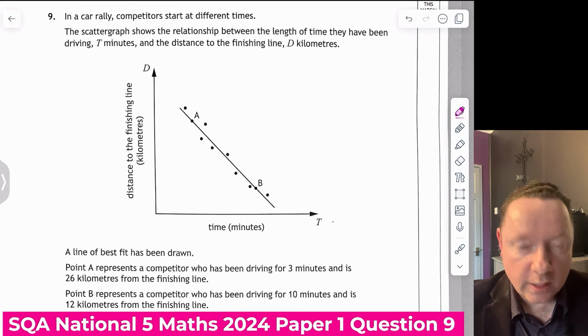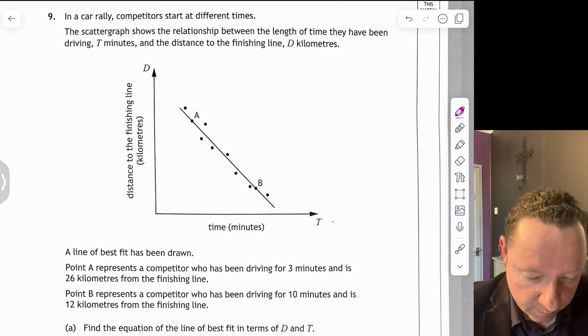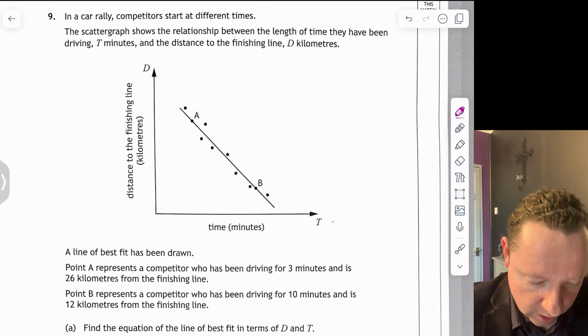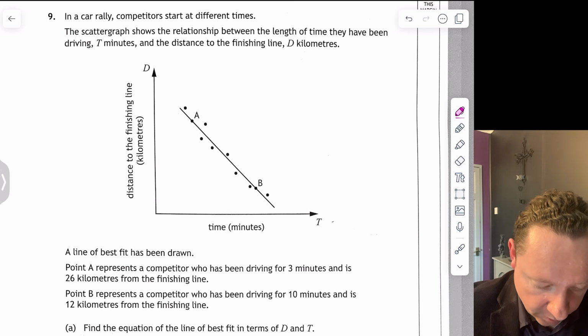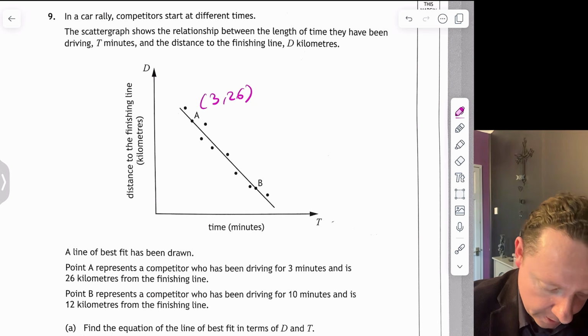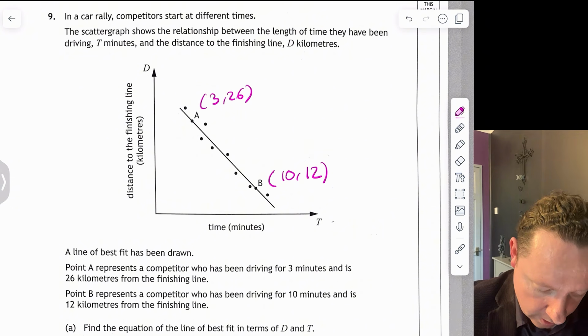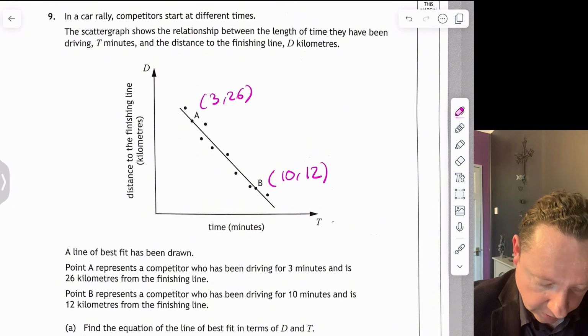SQA National 5 Maths 2024, Paper 1, Question 9. In a car rally, competitors start at different times. The scatter graph shows the relationship between the length of time they have been driving, t minutes, and the distance D in kilometres to the finishing line. A line of best fit is drawn. Point A represents 3 minutes and 26, so that's (3, 26). I'll take a note of that. Point B represents 10 minutes and 12 kilometres.